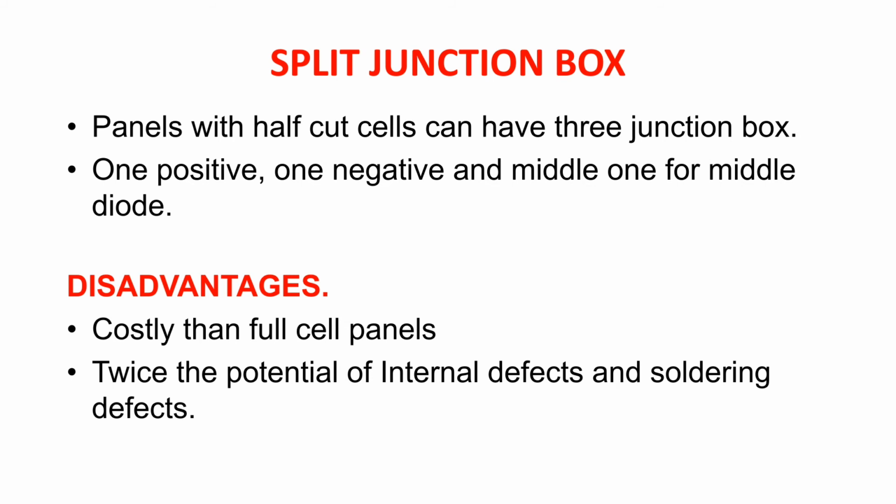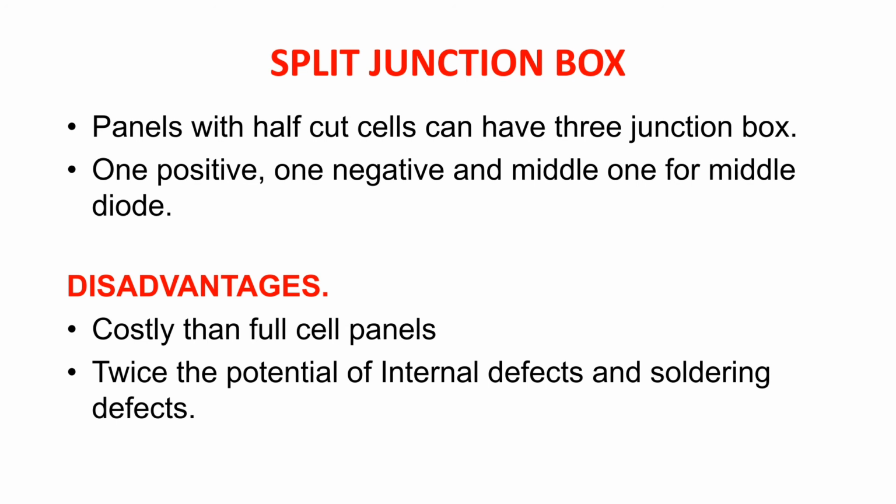Friends, half cut cell technology has one more difference. They have a split junction box. Split junction box means these panels have 3 junction boxes, of which one will be for the positive terminal, one will be for the negative terminal, and the middle one will be for the middle diode.